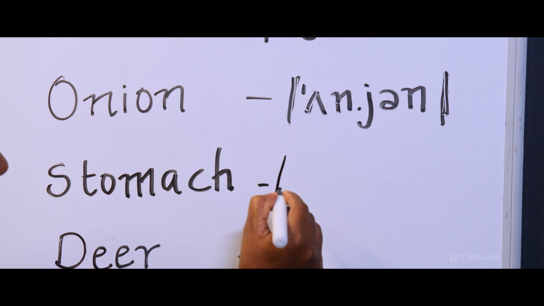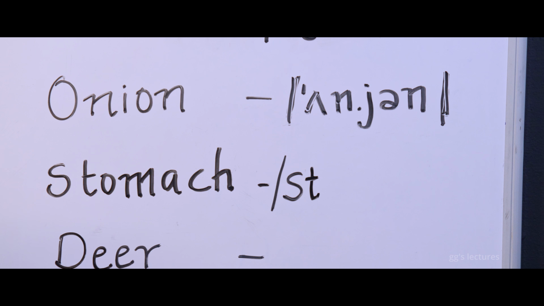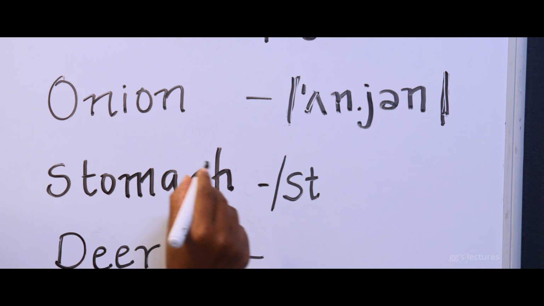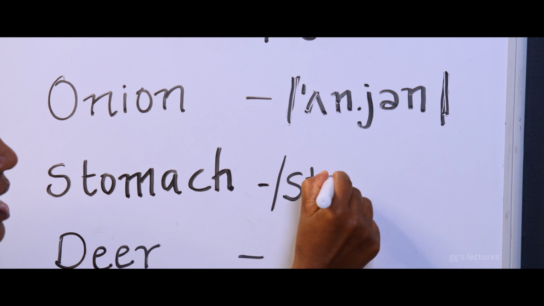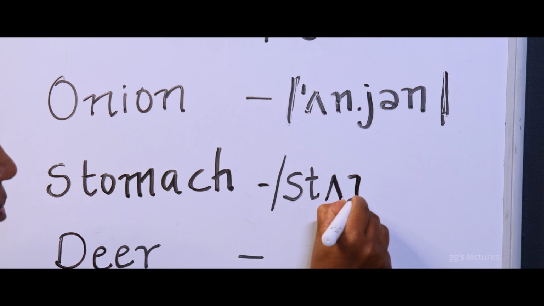And you know the first sound will be s, s. Then comes t, consonant sound t. Here is the spelling O, but it's not sounded as O, just like onion. This is stomach. Okay, so here comes the A sound. Okay, A sound.